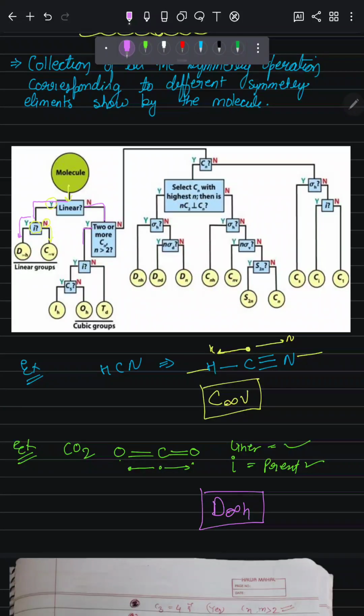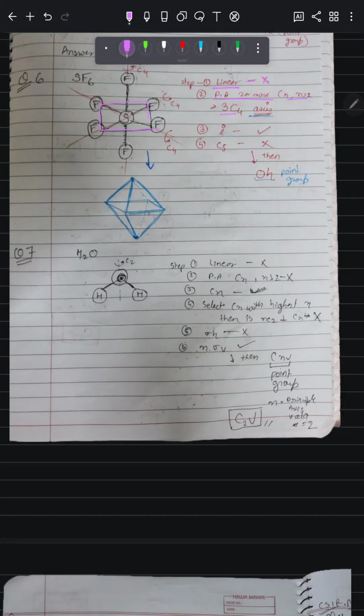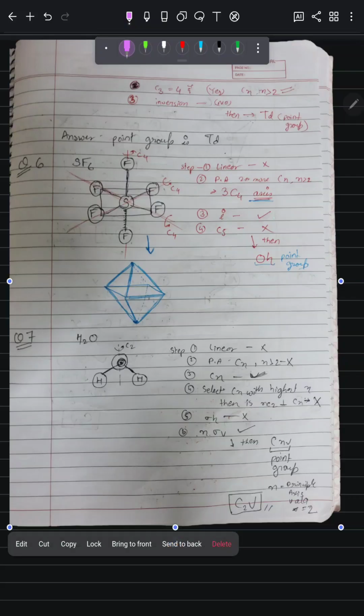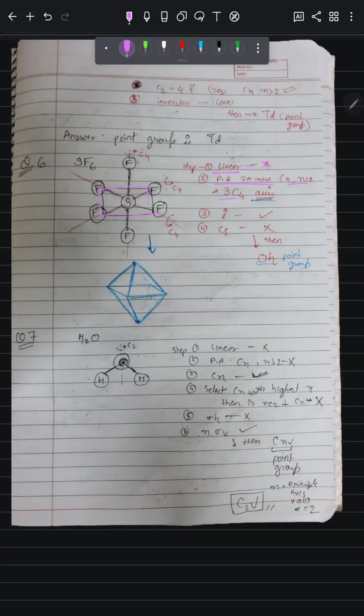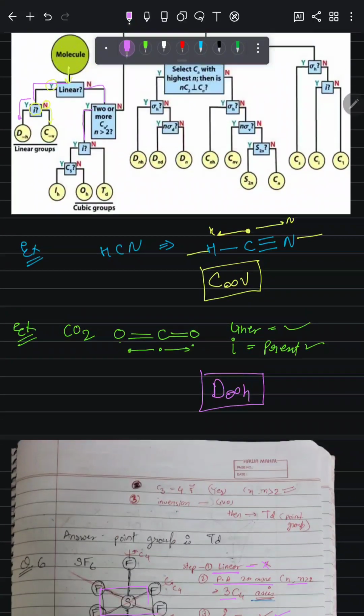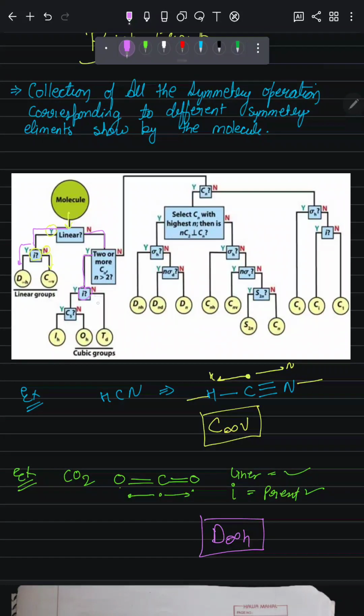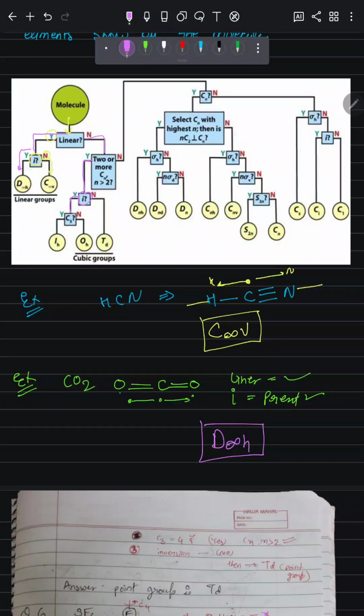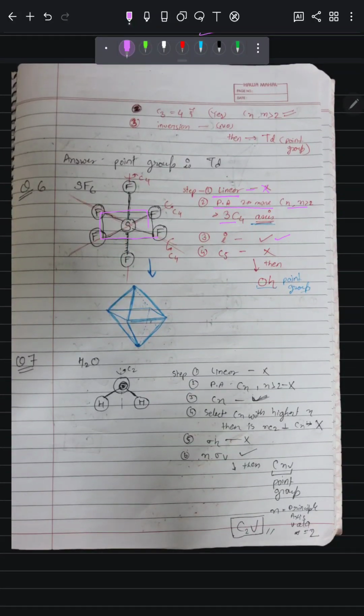So we go yes. Then let's check whether this has inversion or not. Yes, inversion is present. So inversion is present, so we will go on and check: is there any C5 present? No, there is no C5 present, so it is octahedral. So the point group of this SF6 molecule is octahedral.